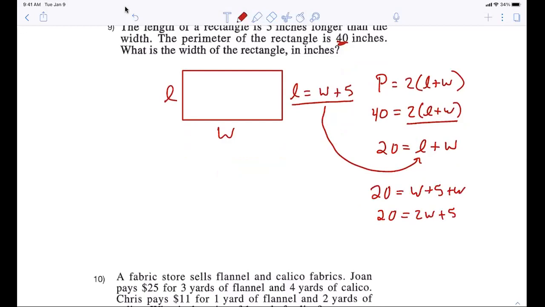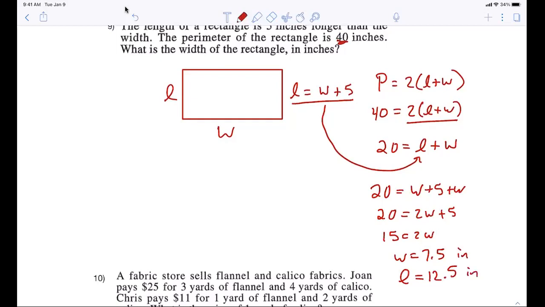Do you agree with that? So 15 equals 2W. So what's the width? 7.5, right? And then the length was what? 12.5. And then just make sure you put inches down.